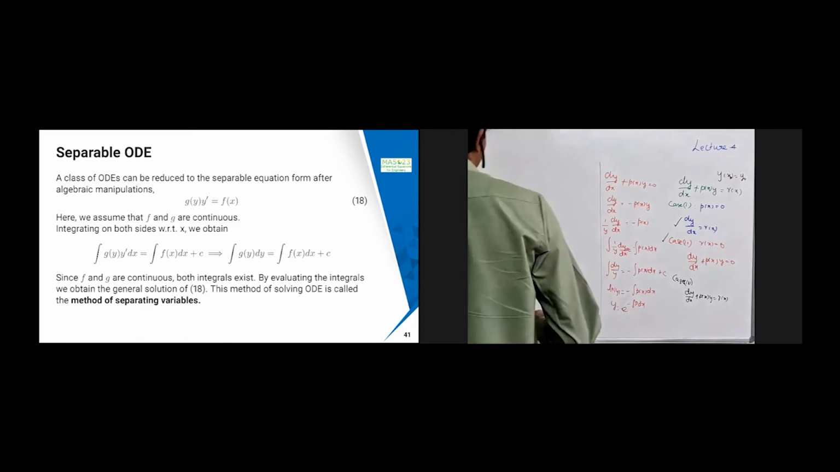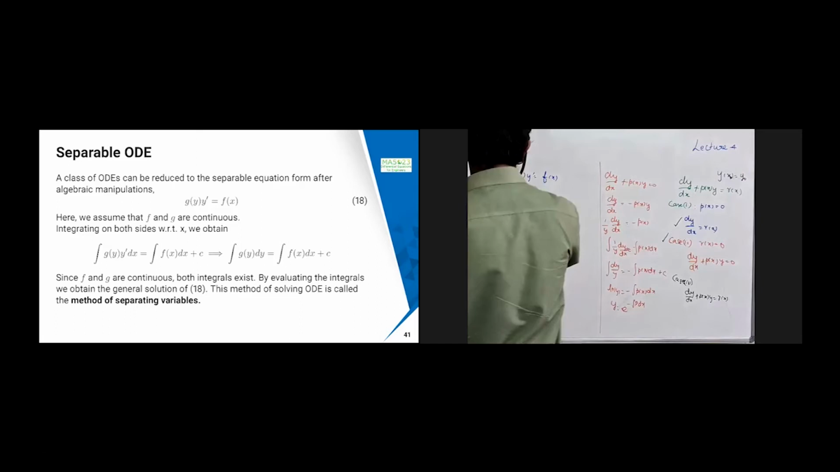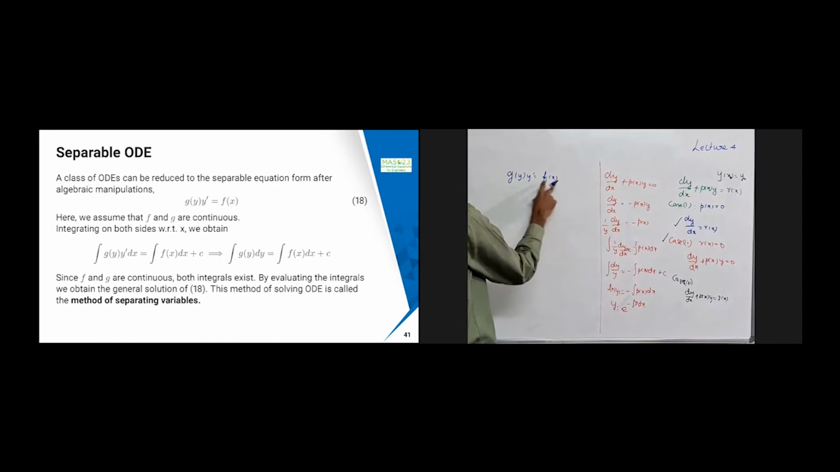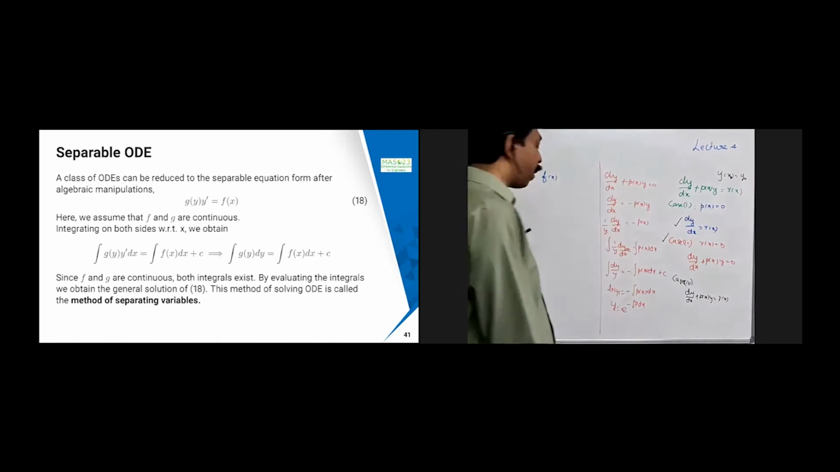Suppose you have a differential equation of this kind: g(y) y' = f(x). Here g is independent of x, it is a function of y only, and f is independent of y, it is a function of x only. In that case, we call this equation a separable equation. We assume that f and g are continuous.